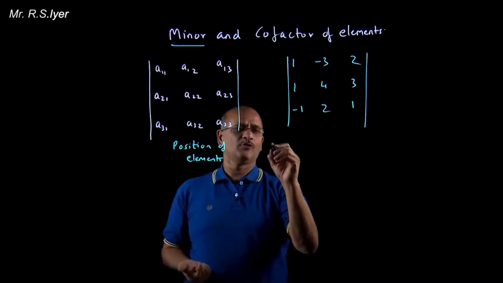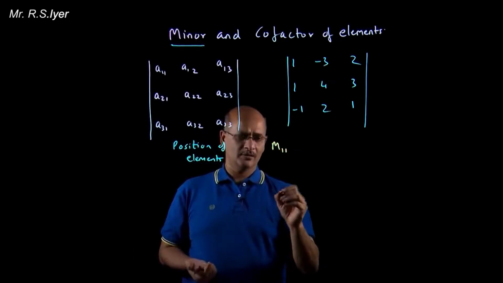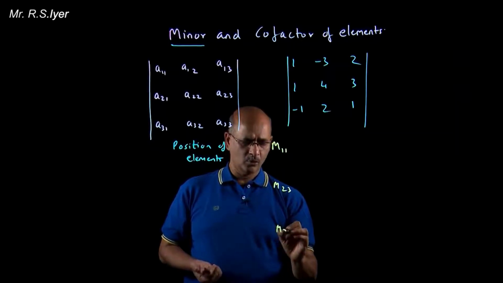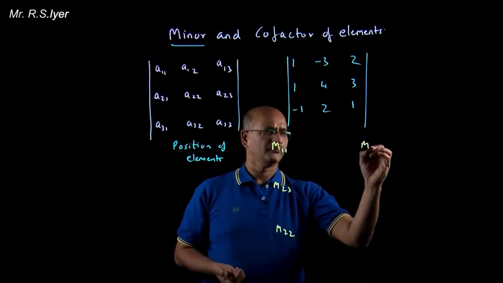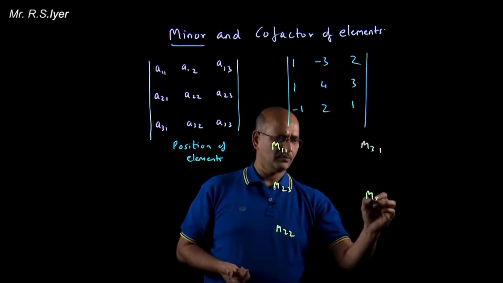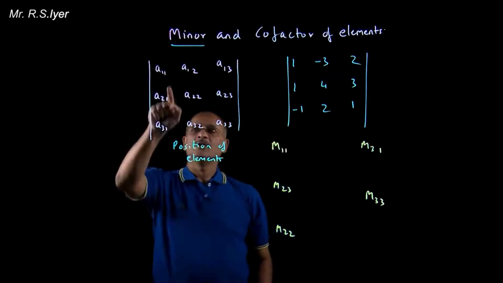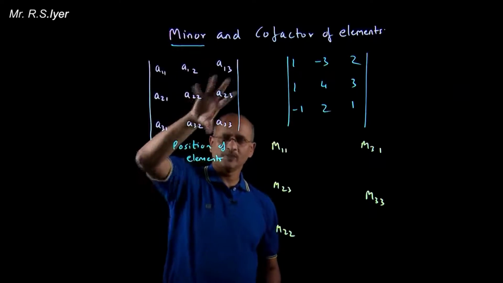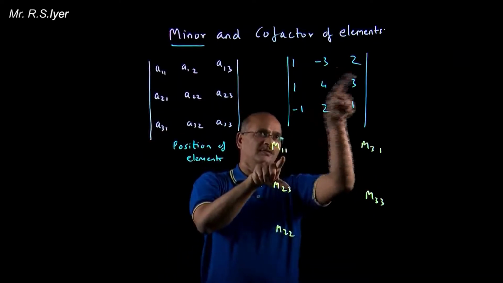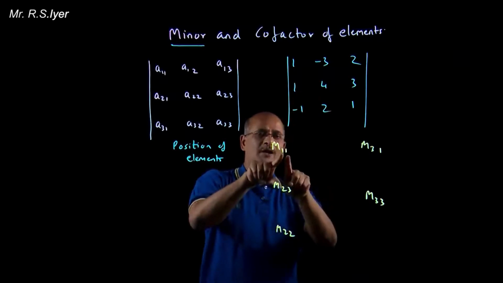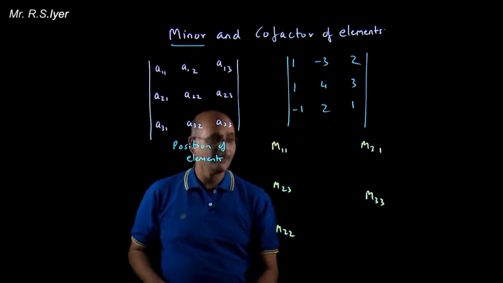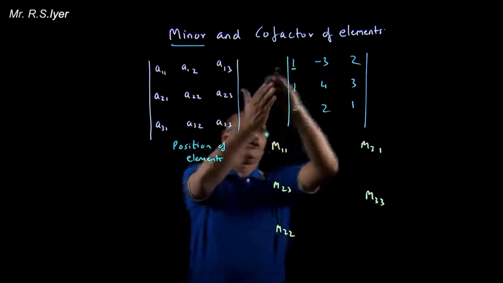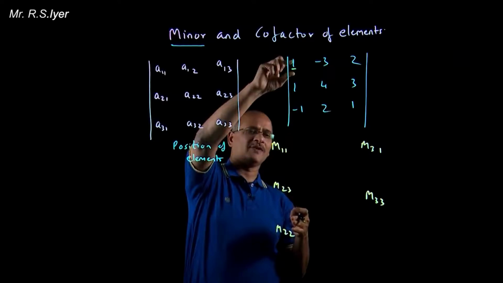Now suppose I want to find the minor of M11, M23, M22, M31, M33. Now remember the positions: 11, 12, 13, 21, 22, 23, 31, 32, 33. This is the position of the elements. Try to understand 11: first row, first column. So where is first row, first column? It is here. So this is 11, M11.